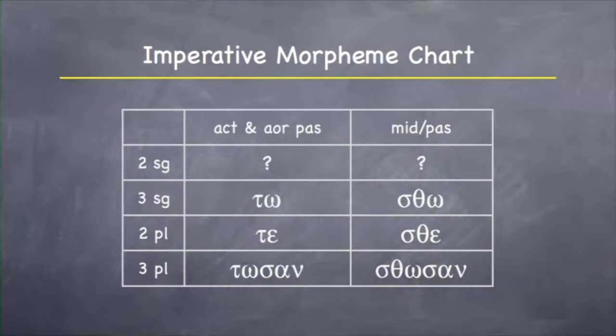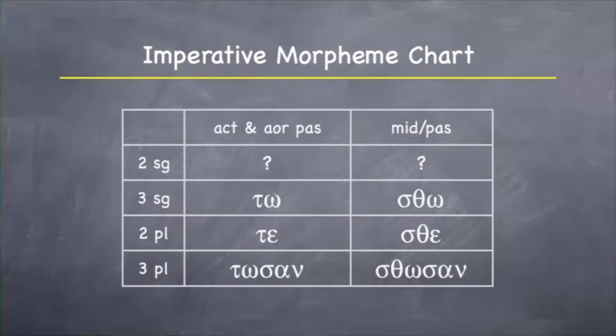So we go to the imperatival morpheme chart, and going down the active, the forms you'll memorize are something, which is what the question mark stands for, and then to, te, tosin. The third singular and the plural are very regular: to, te, tosin. You flip over to the middle passive, and you have pretty much the same thing. You have something in the second person singular, and then in the other forms, it's sthō, sthe, sthōsan. In other words, the tau is being replaced with a sigma theta.